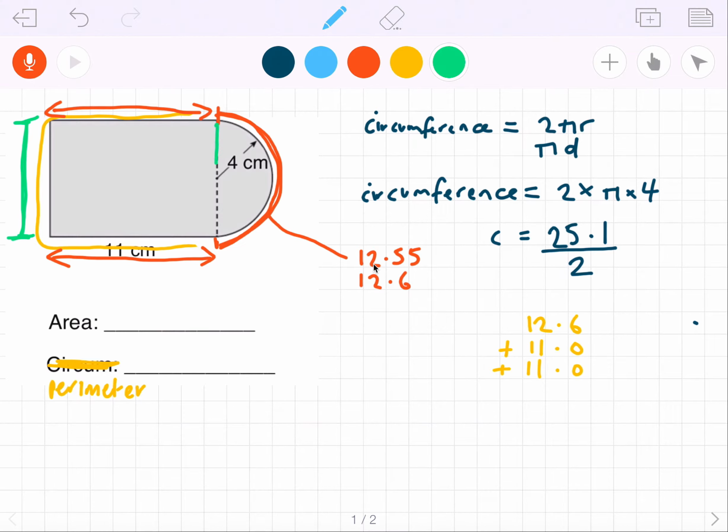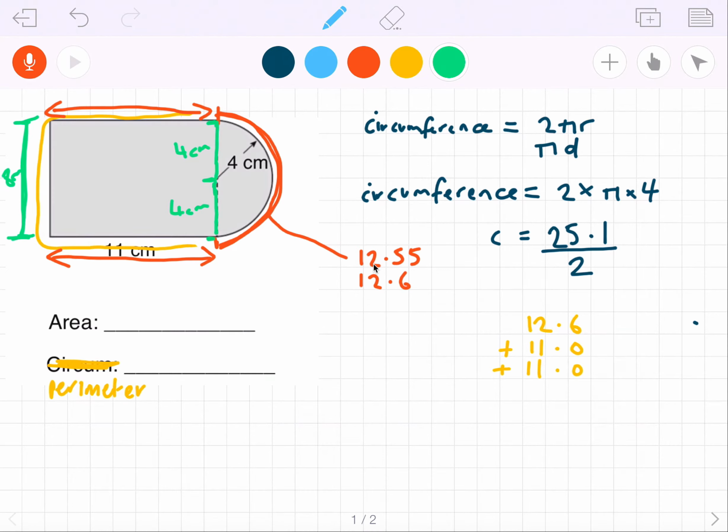So that means we can say that this bit between here and here is 4 centimeters. And we can also say that this bit between here and here, which would be another radius, must also be 4 centimeters. So the width of our rectangle is 8 centimeters.